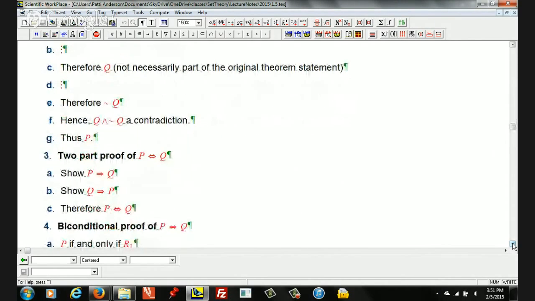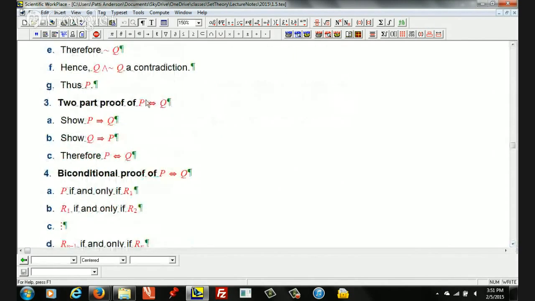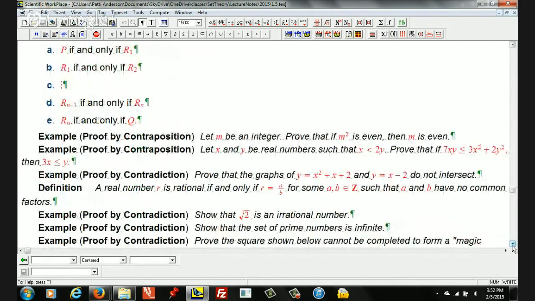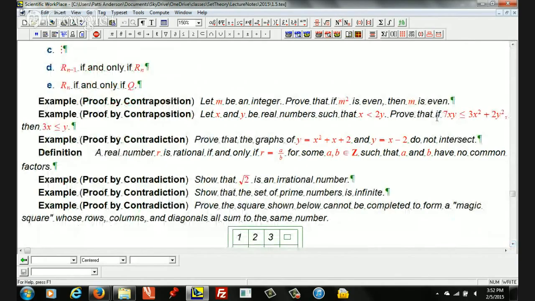And then a two-part proof of P if and only if Q. You show P implies Q, show Q implies P, and therefore P if and only if Q. The biconditional, you're just going to start with P and get to Q using if and only if statements all the way down. You don't have to do it two directions. So those are the four types of proofs that we're looking at. We're going to start with a proof by contraposition.